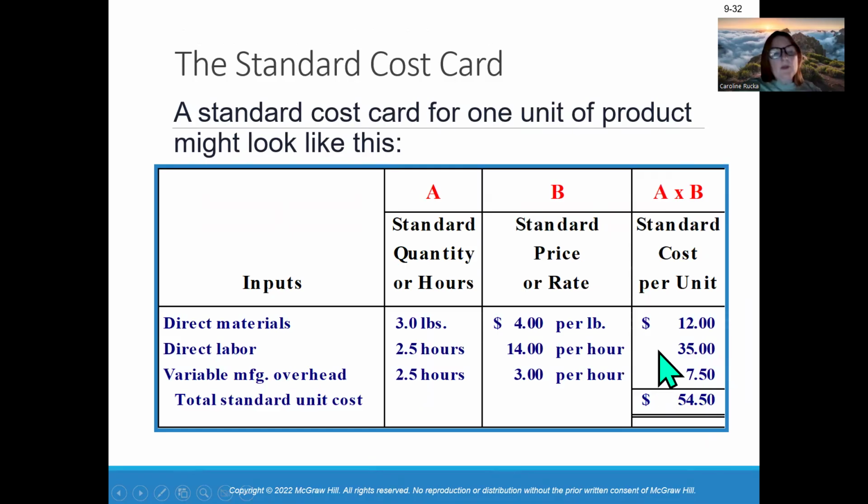Okay. So this is an example of a standard costing card. If you remember, we looked at something similar to this in the second week of class. So here you have the direct materials, the direct labor, our manufacturing overhead at our allocation rate, and then the cost per unit for the item.